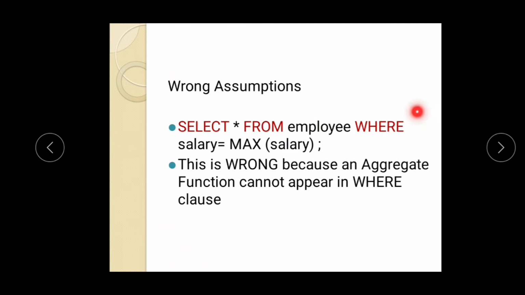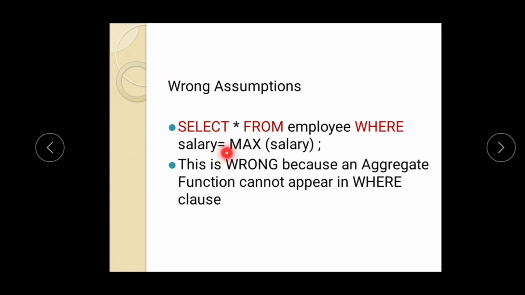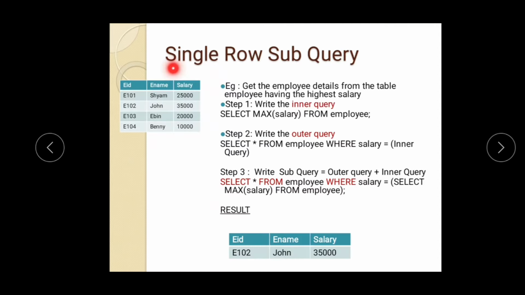Usually when we give this question, most of the students will write the query like this. When they see the highest salary or the highest value, they will write max of salary. Okay, that is wrong. Aggregate functions like max, count, average, sum, all those we discussed, cannot be applied in the where clause. So that is a wrong assumption everybody is having. So only this is the right way.